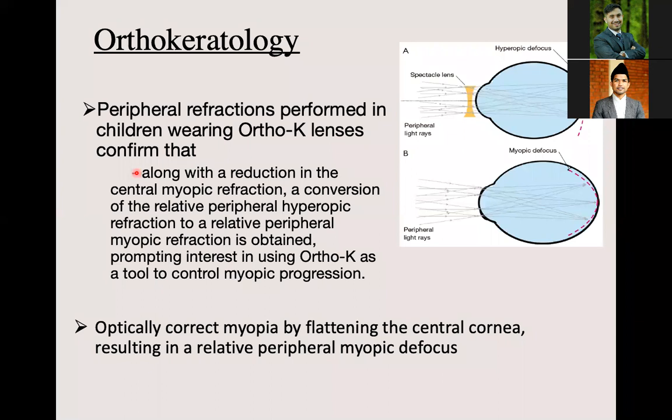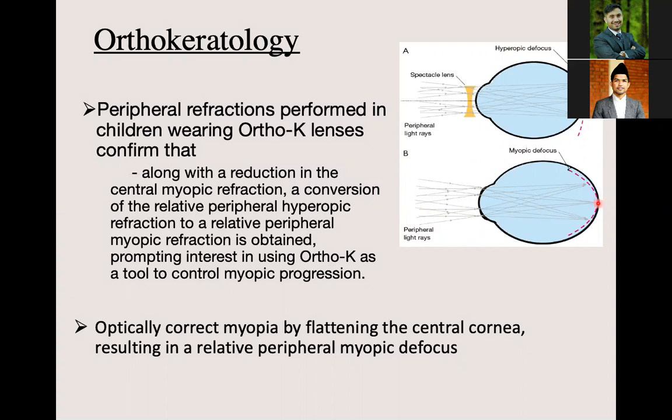Let's talk about here. If we use these minus lenses, what happens here? There still occurs hyperopic defocus, isn't it? This hyperopic defocus is the reason for the elongation of the eye. But this is the structure of the cornea after overnight use of ortho-K. We can see here central thinning and peripheral thickening of the cornea. What do we see here?